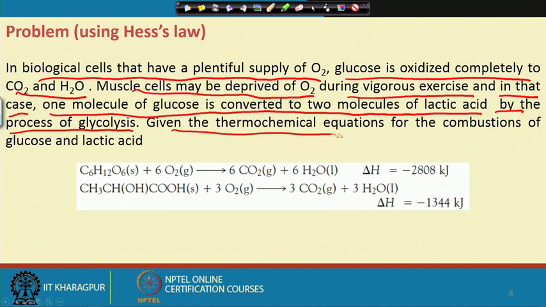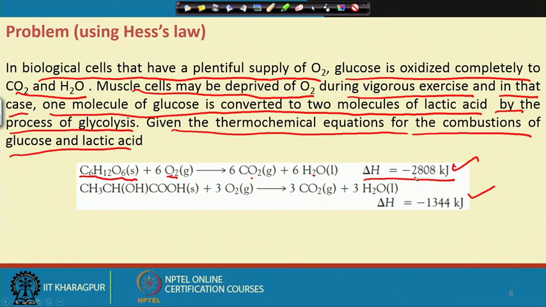The thermodynamic equations for the combustion of glucose and lactic acid are given here. Here I can see glucose in the presence of oxygen produces carbon dioxide and water, and the change of enthalpy is 2808 kilojoules. Now, when lactic acid burns in the presence of oxygen, it also produces carbon dioxide and water. The change of enthalpy is 1344 kilojoules.